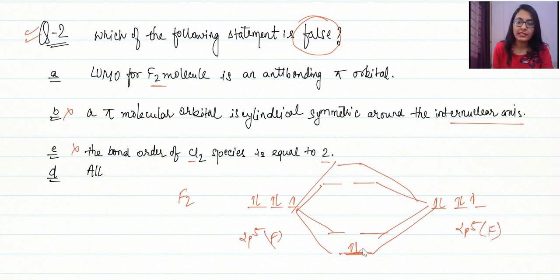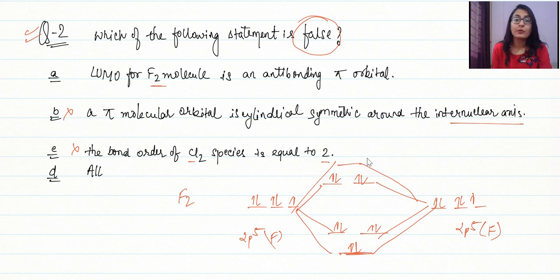Okay, so let's fill the electrons. 1, 2, 3, 4, 5, 6, and there must be 10 in total, so 7, 8, 9 and 10. So there are 10 electrons filled, coming from both the 5 and 5.